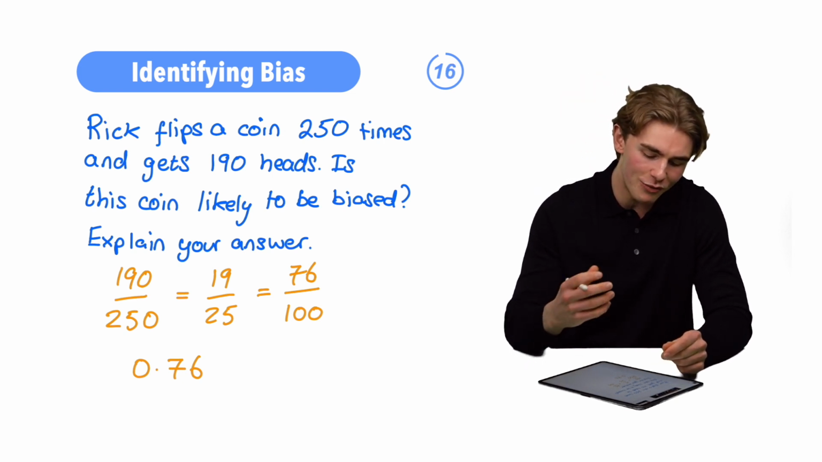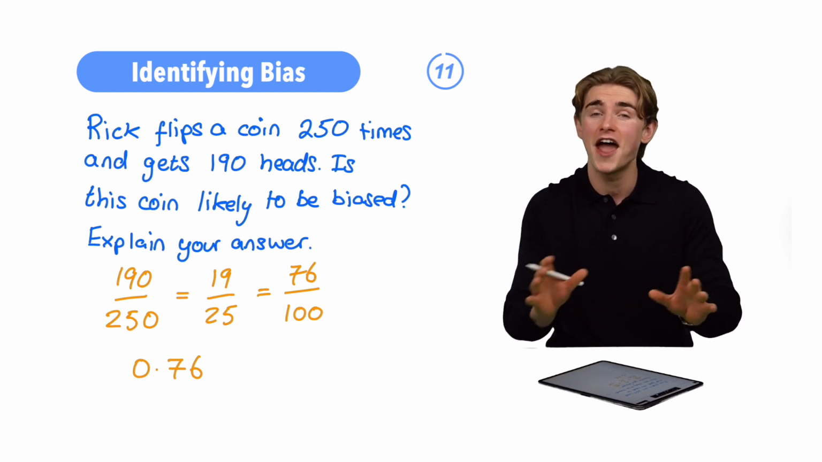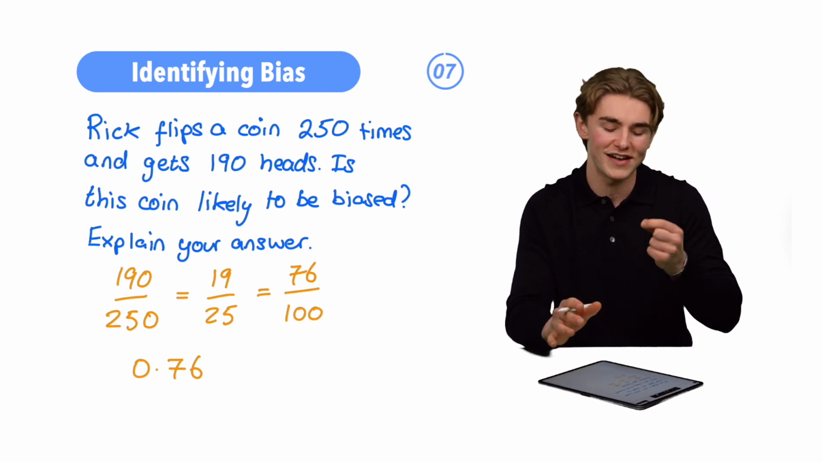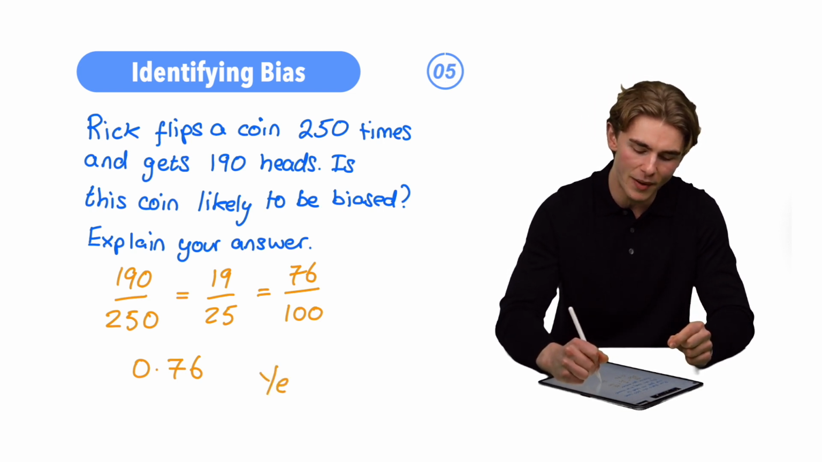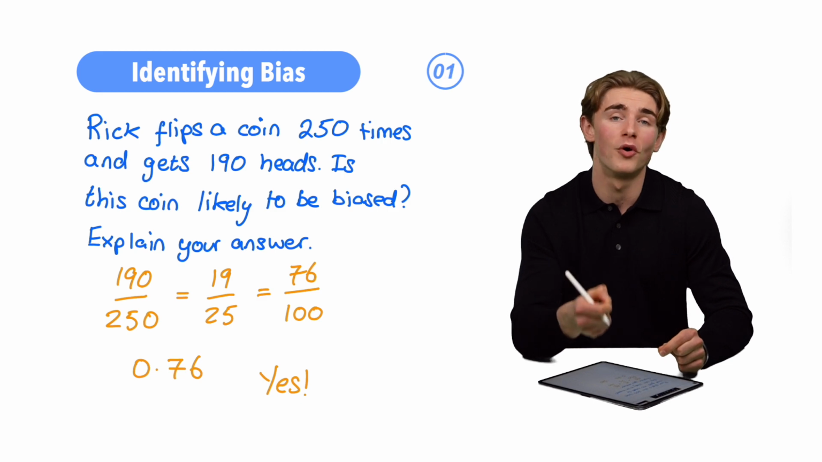And then now we need to compare this to 0.5. 0.76, that is very far away from 0.5. So we do have some evidence. We can say, yes, the coin is likely to be biased. Why? Because 0.76 is very far away from 0.5.